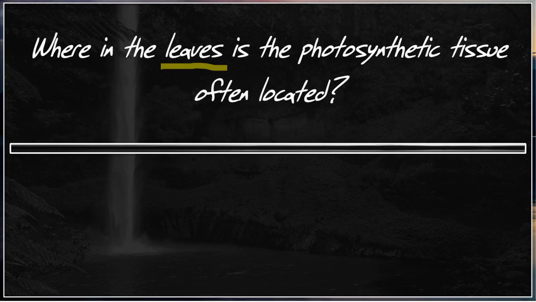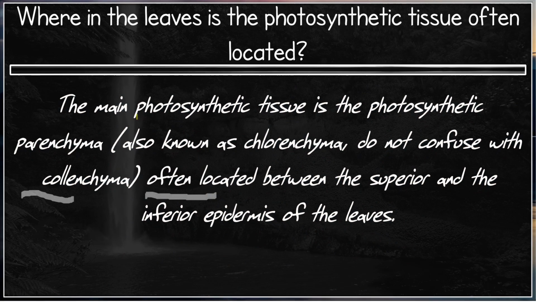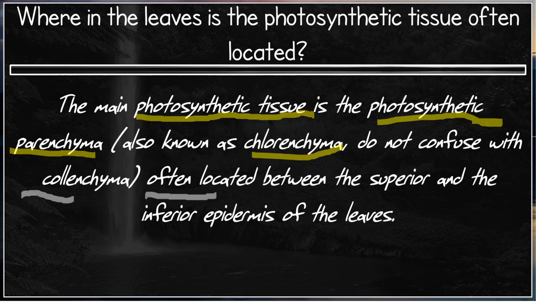Where in the leaves is the photosynthetic tissue often located? The main photosynthetic tissue is the photosynthetic parenchyma, also known as chlorenchyma. Do not confuse with collenchyma. Often located between the superior and inferior epidermis of the leaves.